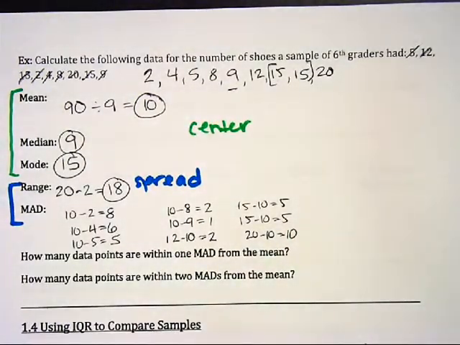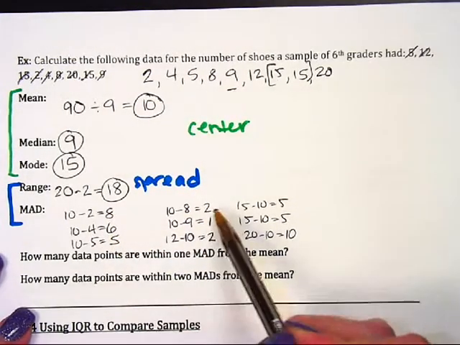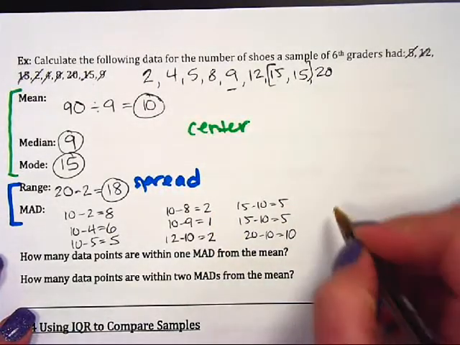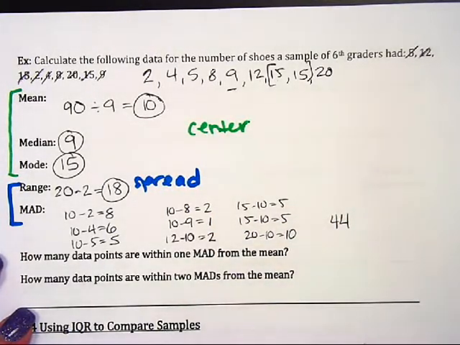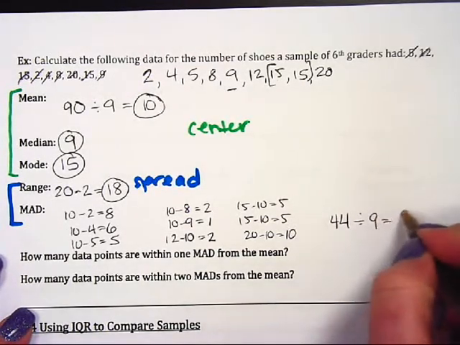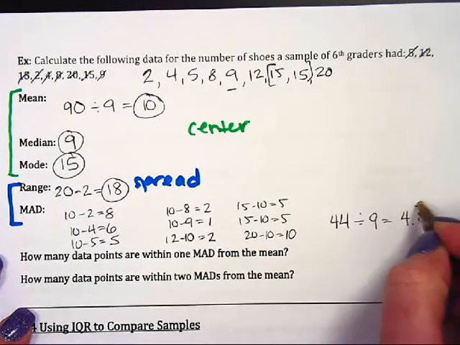Then I need to add all those up again, just like how we found the mean. So 8 plus 6 plus 5 plus 2 plus 1 plus 2 plus 5 plus 5 plus 10. I added all those up and got 44. And then I have 9 numbers, so I'm going to divide by 9 and get 4.8 repeating.